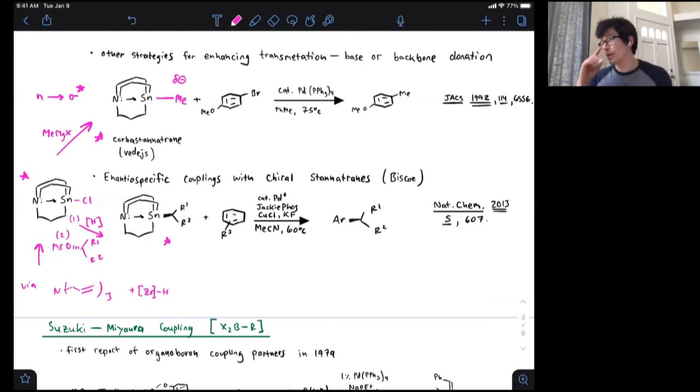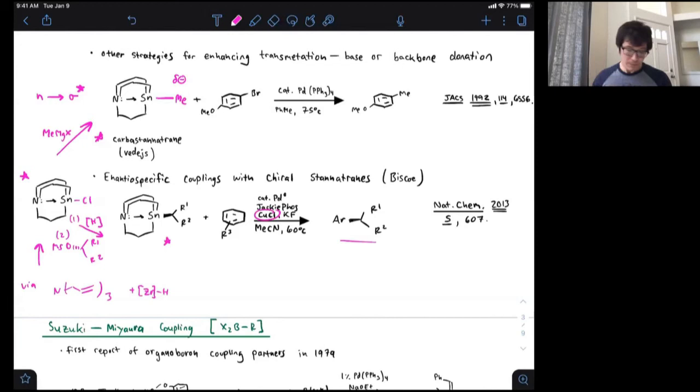Okay, and so here's an example, as alluded to, from the Biscoe lab, where they take this enantio-enriched organometallic. We talked about this modern advent of methods to make stereochemically defined organometallic reagents that can then participate in either stereoretentive or stereoinvertive reductive elimination. In this case, it's stereoretentive, as you can see. And so they not only take advantage of the stannatrane activation mode, but here you see also the presence of copper.